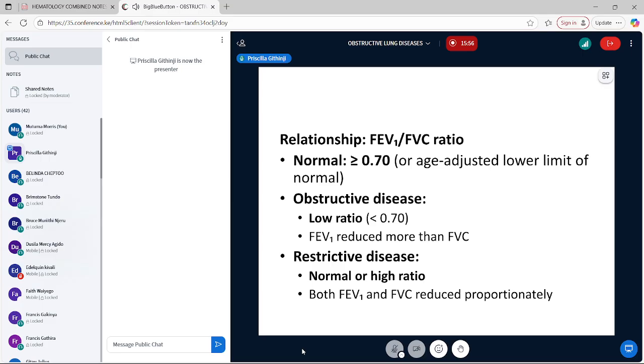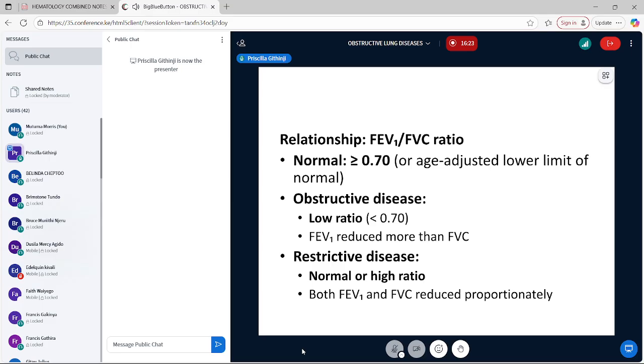So we always say there are reference ranges. There'll be reference ranges for specific ages, but no matter what, the normal should be greater than 0.7. So in patients who have obstructive disease, this ratio is usually low. It's usually less than 0.7. And this is because their FEV1 is usually reduced more than their forced vital capacity.